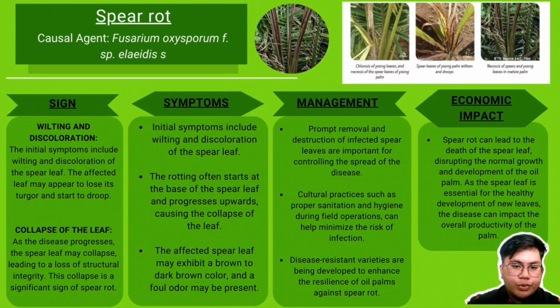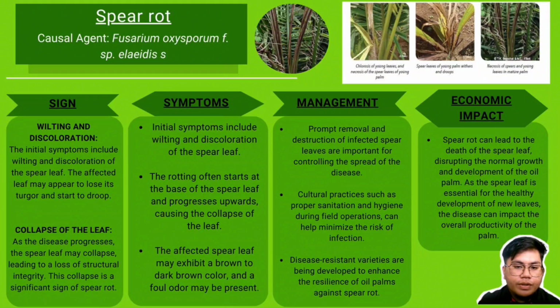This can be transmitted through contaminated pruning tools, soil, and infected planting material. It can enter the palm through wounds or injuries to the spear leaf during cultural practices. Subsequent indications of this disease encompass wilting and discoloration, with the initial symptoms manifesting as drooping and turgor loss in the spear leaf. As the disease advances, the spear leaf may collapse, indicating a substantial sign of spear rot.